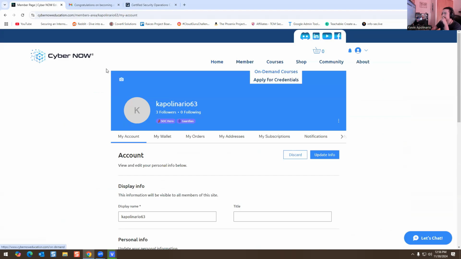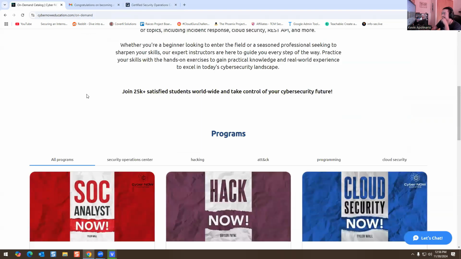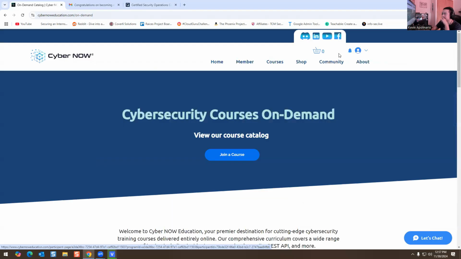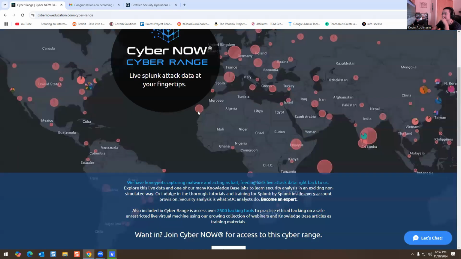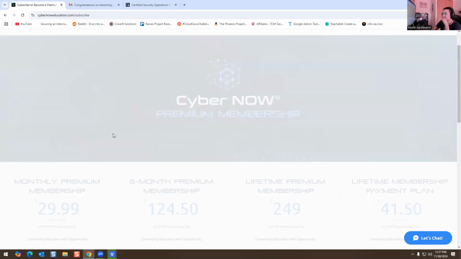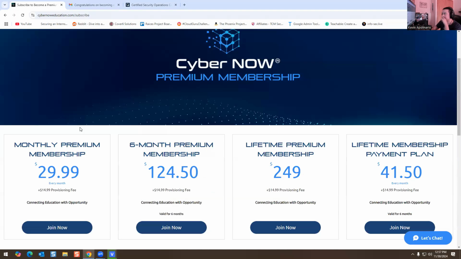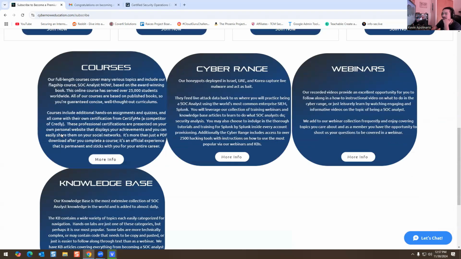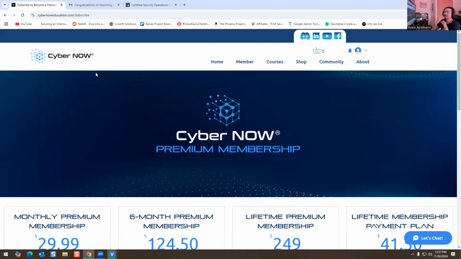It's pretty straightforward and easy to understand. I like this one that I'm going to start doing right now, which is SOC Job Now, this one on the left. And it's not that expensive. If you look at the pricing for it, it's $30 a month. It's not that bad, almost like TryHackMe. But yeah, they have some really good courses in there.